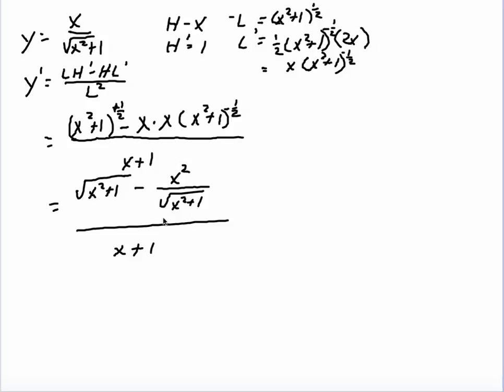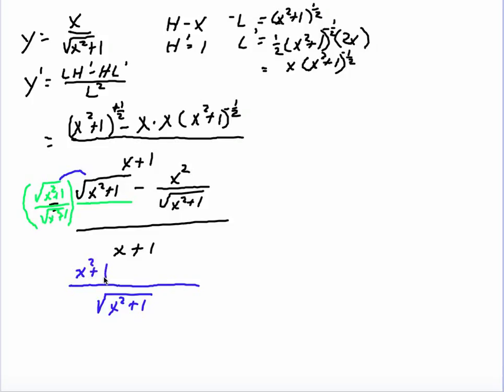Now I need to combine my fractions in the numerator, so what I'm going to do is multiply this first term by the square root of x squared plus 1 over the square root of x squared plus 1. That gives me a common denominator, and that common denominator will be the square root of x squared plus 1. So that's the denominator. If I multiply these two together, I just get x squared plus 1 minus x squared, and then all of this is over x squared plus 1.